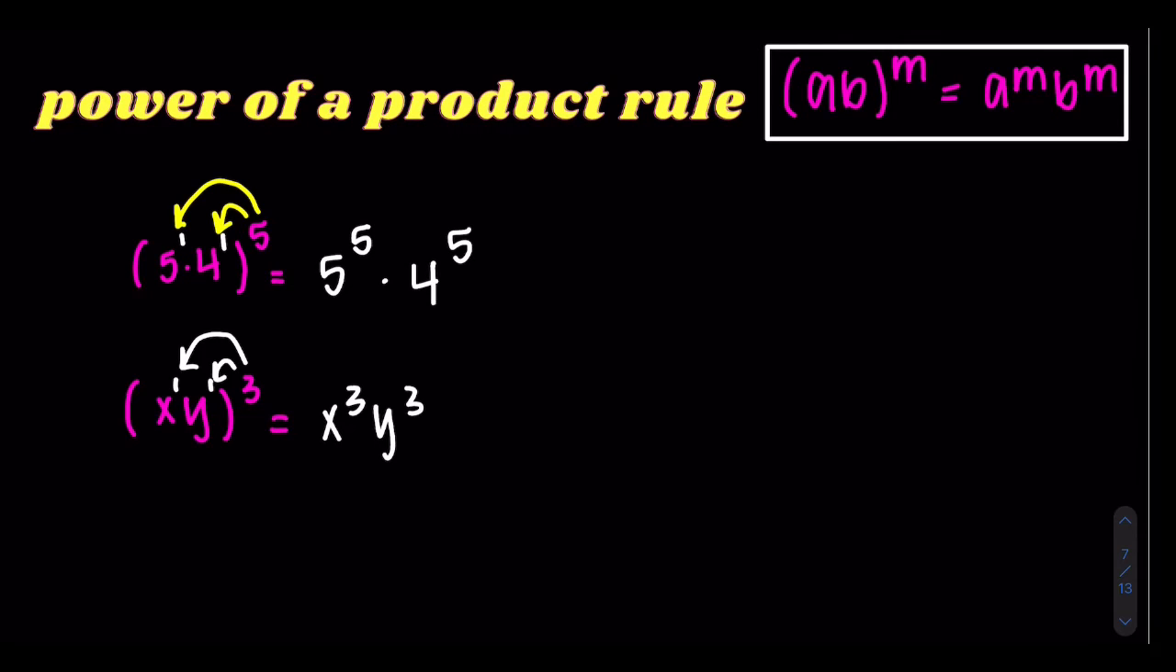For the second problem, I repeated the steps we used for the first problem and simply wrote x to the 1st times y to the 1st, distributed our 3 exponent to each, which when we write it out gives us x to the 3rd times y to the 3rd.